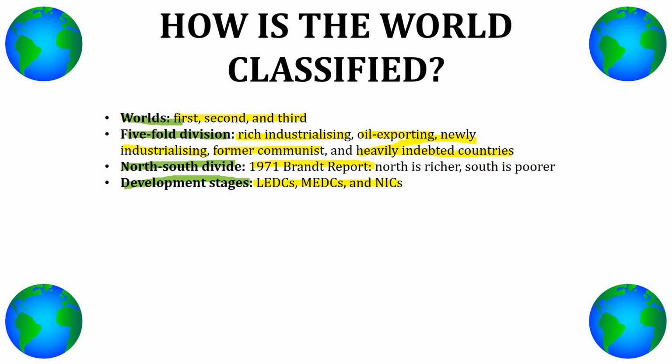The former communist countries, so those are like Eastern European countries, for example, like Romania and Poland, where they used to be a communist nation, and heavily indebted countries. So those are the ones where many very poor countries have to borrow large sums of money to be able to develop their country. So those are like in Africa, the continent of Africa, for example.